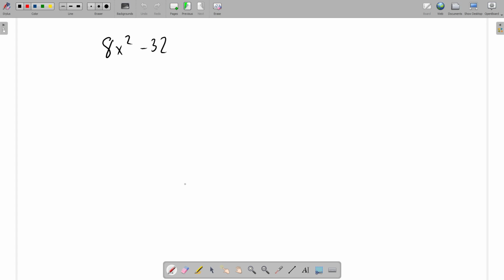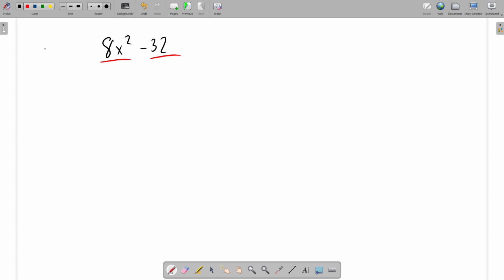We have one more example. I have an 8x squared minus 32. But if I look at 8x squared and negative 32, these are not perfect squares. Perfect squares are 1, 4, 9, 16, 25, etc. 8 is not a perfect square. 32 is not a perfect square. So I could try to factor this using the AC method with 8 times negative 32, but those numbers are going to get very big very quickly, and we don't want to deal with that.